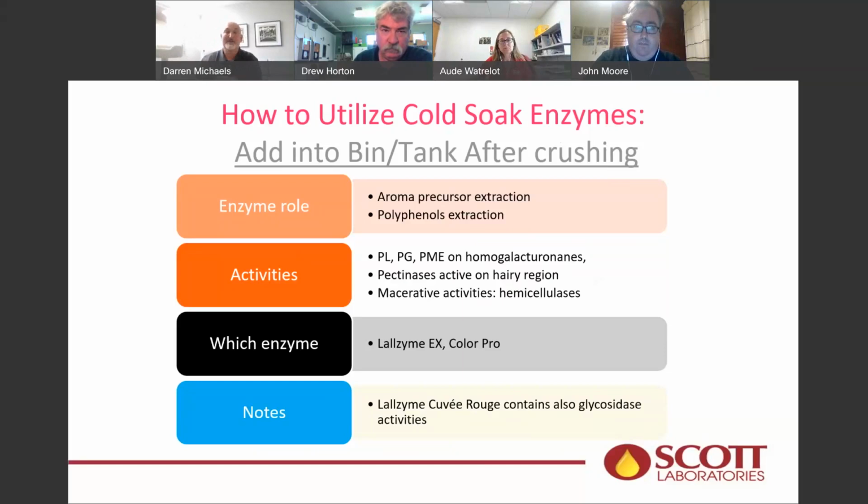It doesn't over extract. So if you're in a huge winery and you've got tons of processing going on and you have no idea how that fruit's going to be processed, because you're a normal human being and you can't track everything, Color Pro is actually a pretty good enzyme for that, you know.